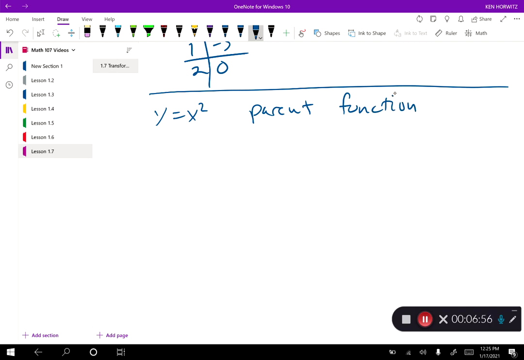Now, notice I'm using the same parent function multiple times. I'm doing that to kind of cut down on our legwork in the beginning. We've already done this graph. We know what it looks like. But any function could be known as a parent function. What you'll see before this lesson is out is I'll use a number of different parent functions.